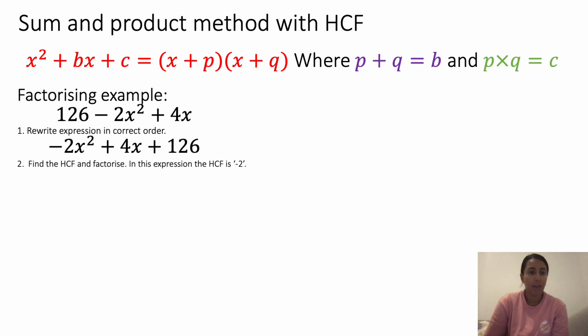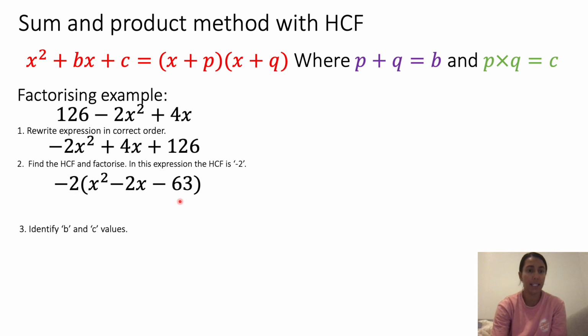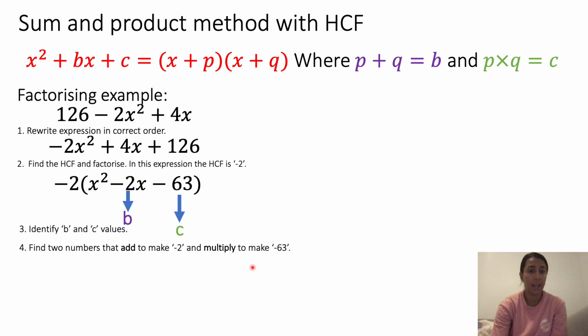My second step is to find the highest common factor, and the highest common factor in this one is -2. So -2 is going to come out the front, and then I would be left with x squared minus 2x and minus 63. Then I'm going to identify my b and c values. So b is -2, c is -63. And then I want to find two numbers that add to make -2 and multiply to make -63.